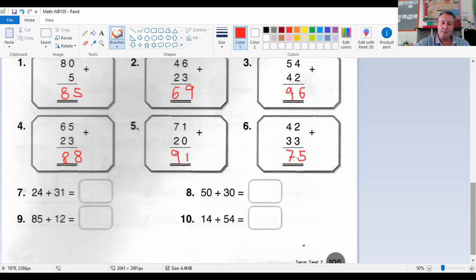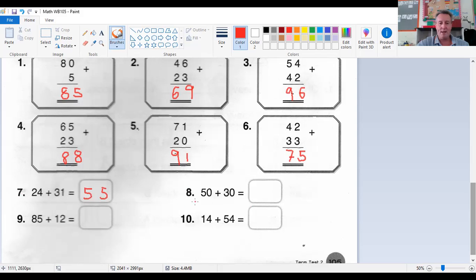The 7 is in the 10 spot, so it's 70, 75. And now if we can do the same here, just remember we add up our 1s first and then our 10s. 4 plus 1 is 5. And 2 plus 3 is also 5. 55.